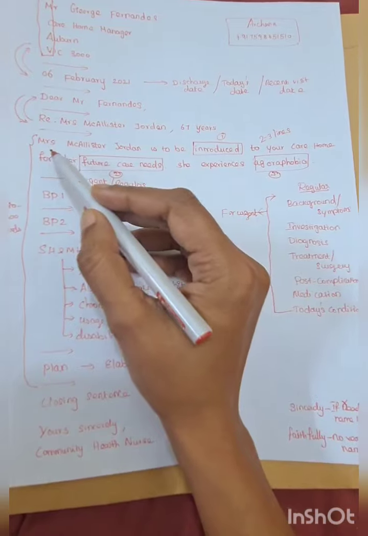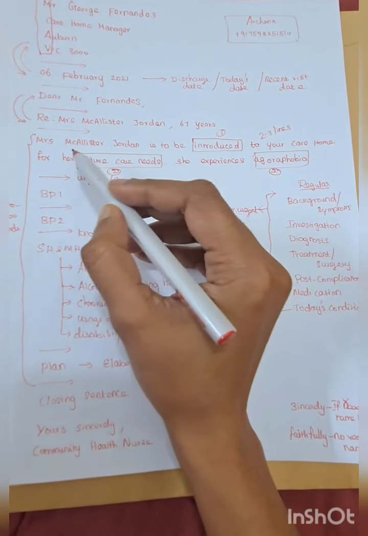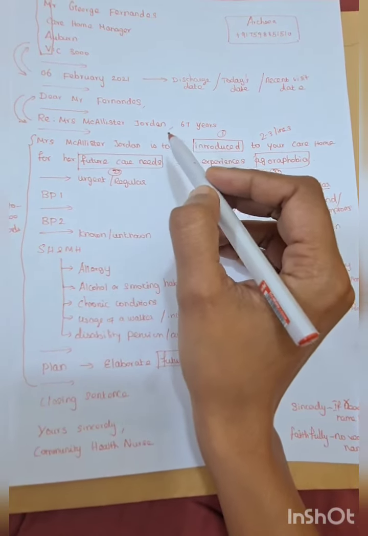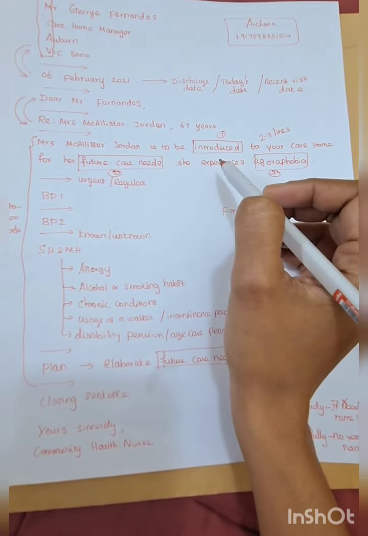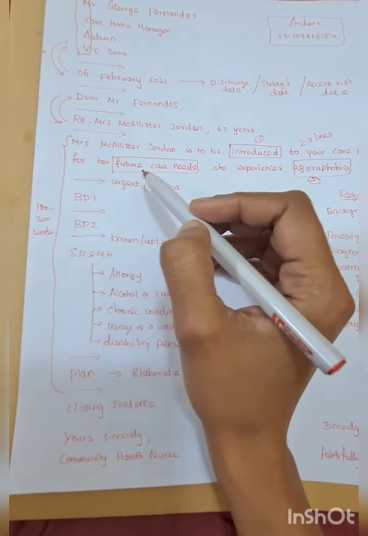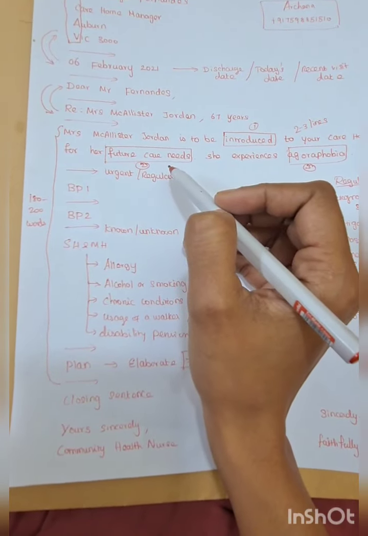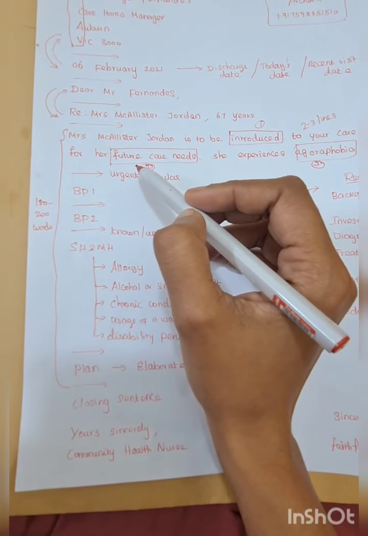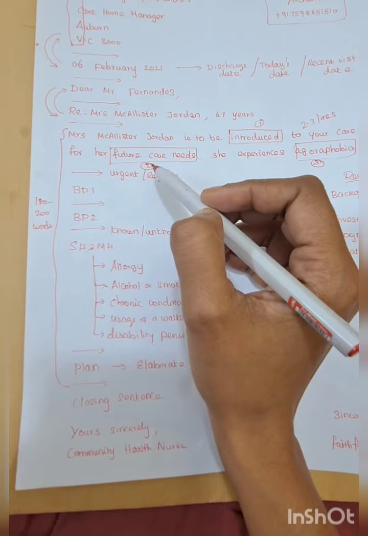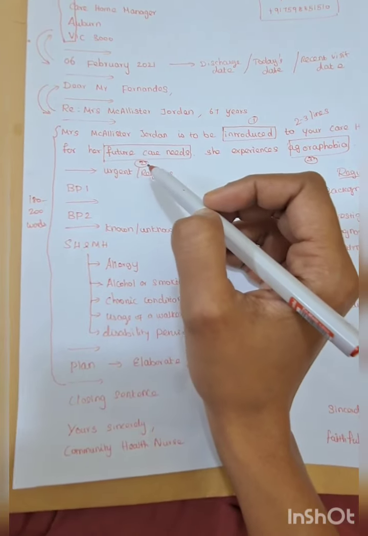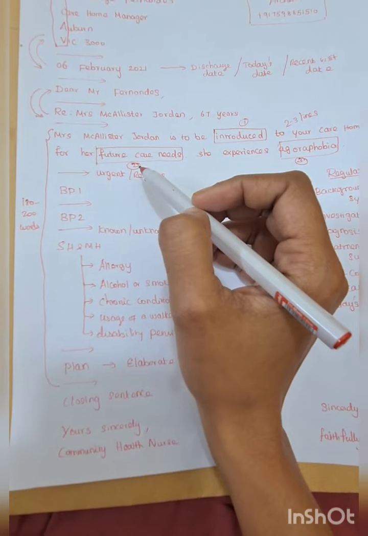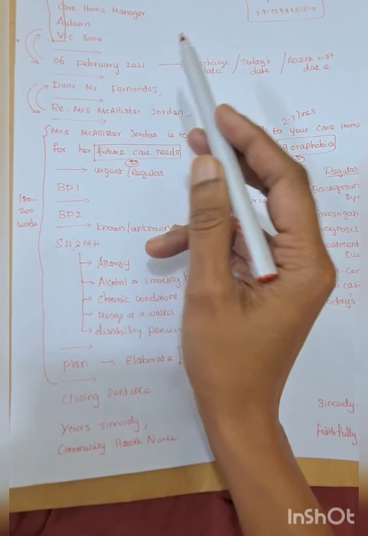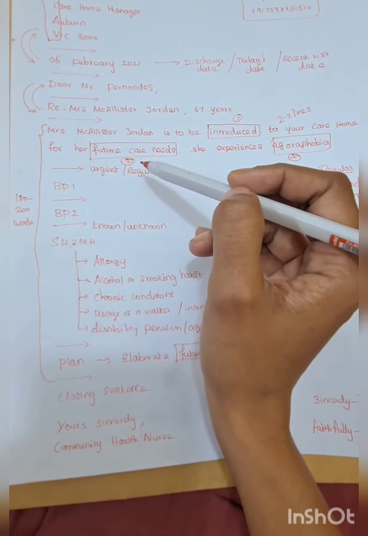Okay. Now, Mrs. McAllister Jordan is to be, I'm using the complete name, it's okay to use the second name if the age is above 16. Okay. Is to be introduced to your care home for her future care needs. So what is the purpose you are writing your letter? She needs future care. So my second point is addressing the purpose why you are writing this letter. You are introducing to the care home manager because she needs future care.